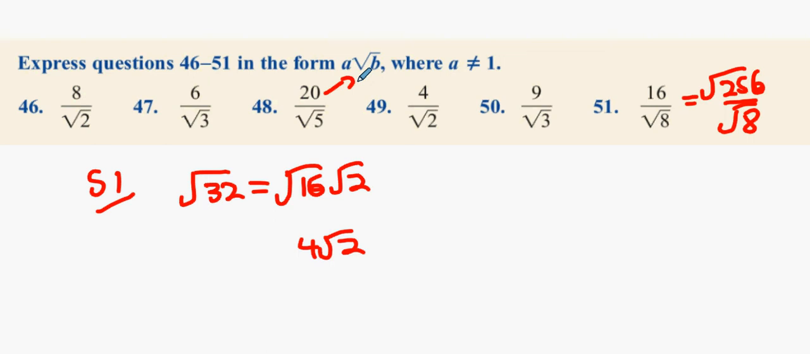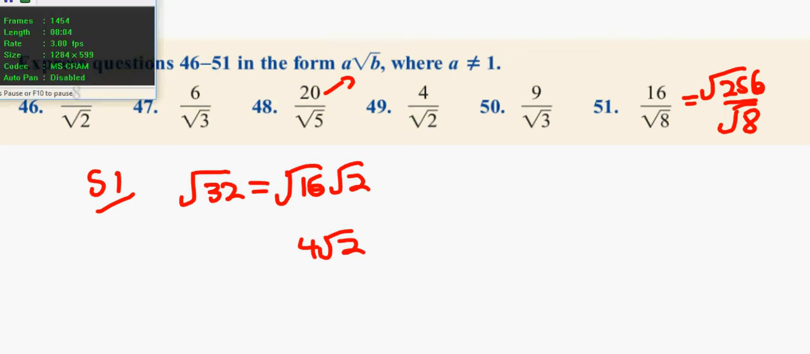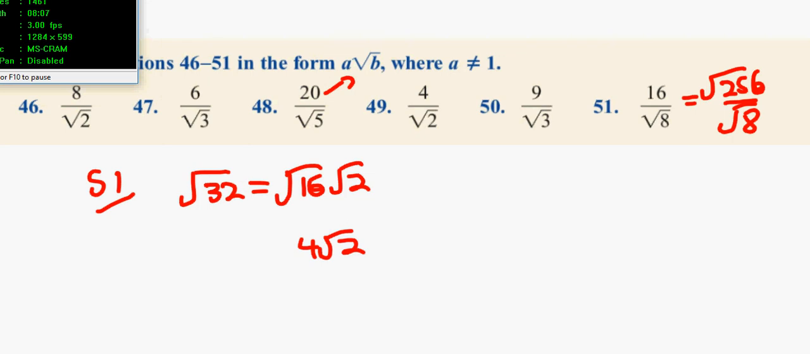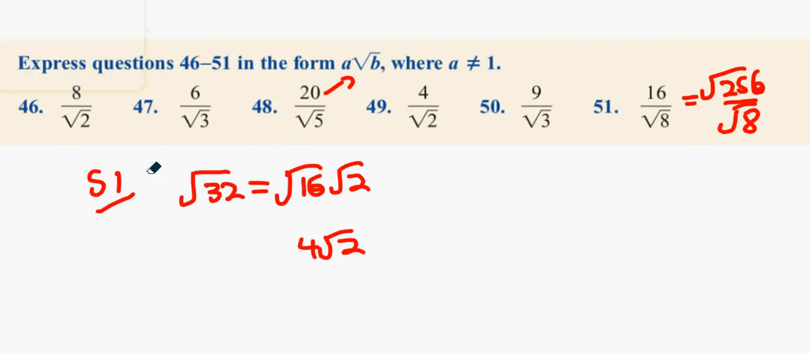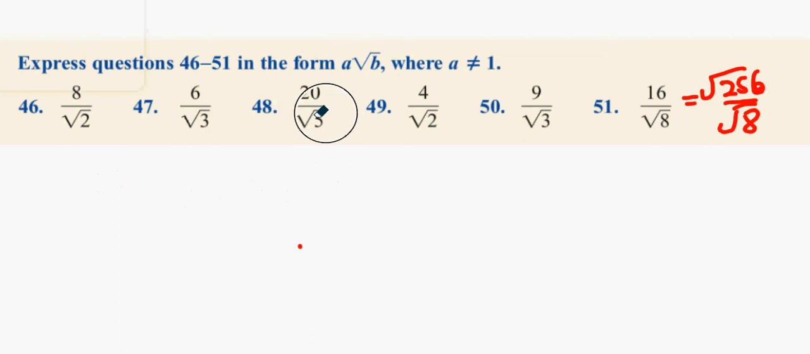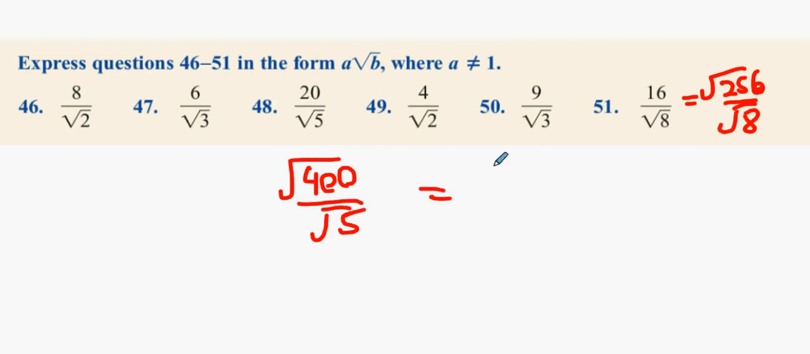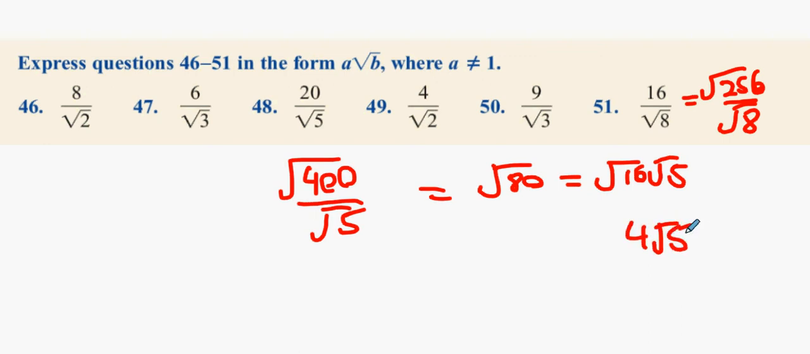In fact, will everybody do question 48 right now? 48 is this. I'm going to change that 20. I'm going to square the 20 into what? Root 400 divided by 5. That gives me root 80. Going to think of my special numbers. I think it's going to be root 16 by root 5, and that will give me 4 root 5. Everybody happy enough with that?